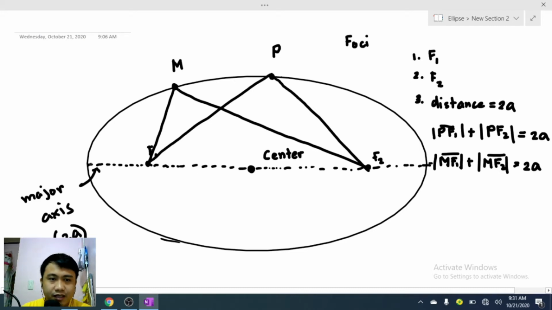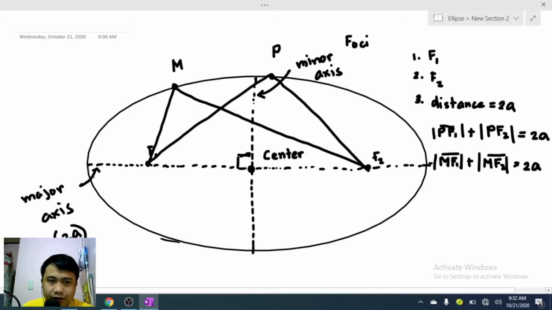Okay, so if this horizontal line is our major axis, mayroon din tayong another line which is perpendicular to our major axis. Yan, perpendicular sa ating major axis. Ang tawag dito sa line segment na yan is the minor axis. Okay, I hope that's clear.